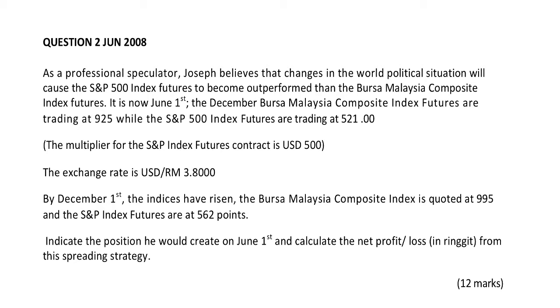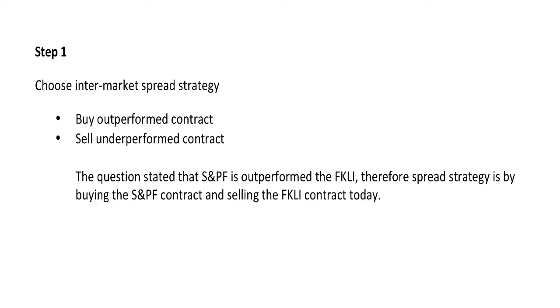By December 1st, the indexes have increased. The Bursa Malaysia Composite Index futures is quoted at 995 and S&P index futures are at 562. Indicate the position he would create on June 1st and calculate the net profit or loss in ringgit from the spread strategy.